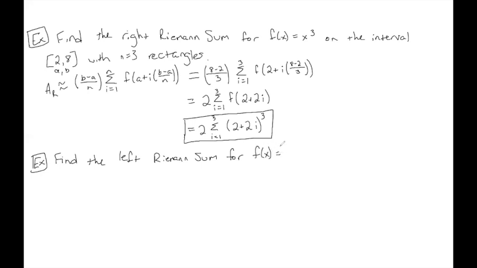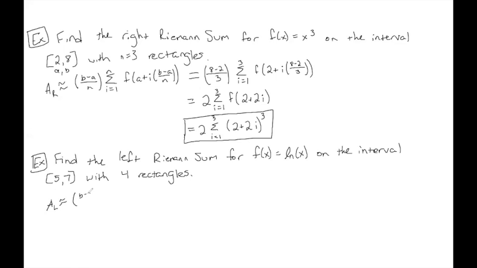f of x equals ln of x on the interval 5 to 7 with 4 rectangles. Okay, so remember the formula?